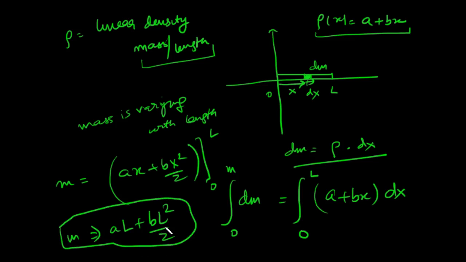This is the mass m I have with me. What would have happened if I would have taken the rod from L to 2L? Nothing much. We would just have changed the limits. Here it is 0 to L. In the other case, I would have taken the limit from L to 2L. Same integration and the answer would have been different.